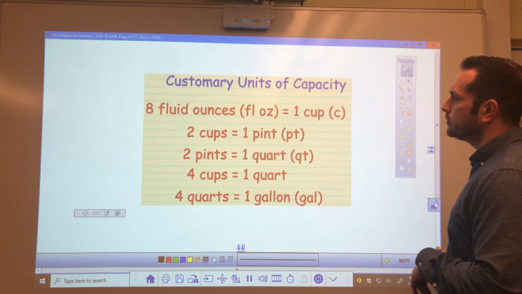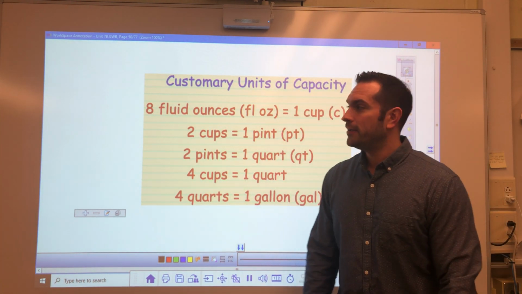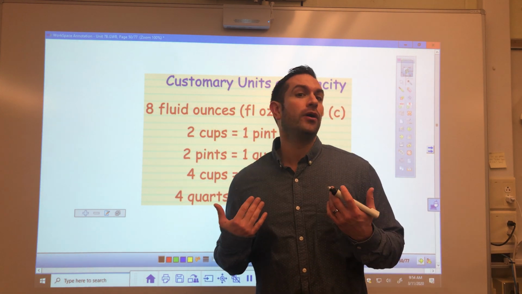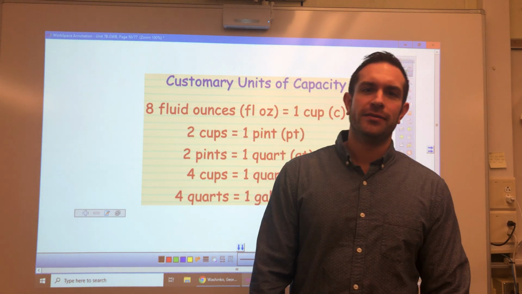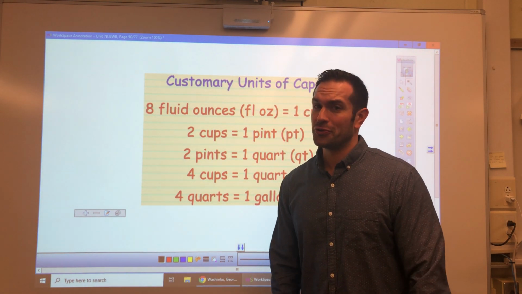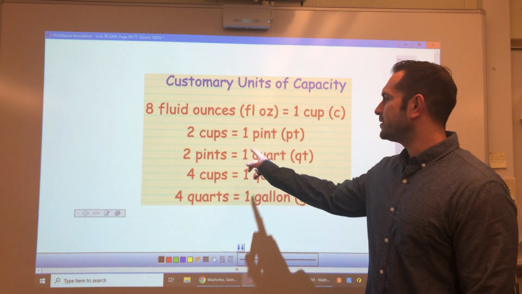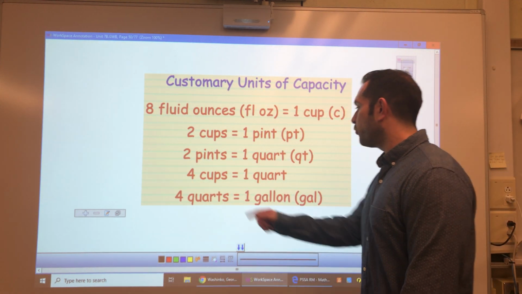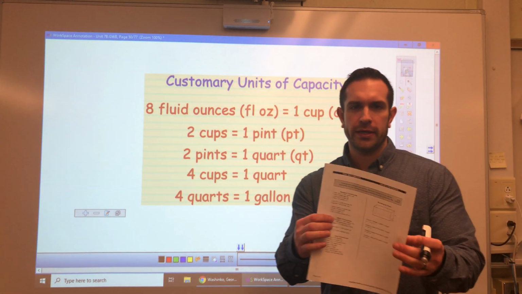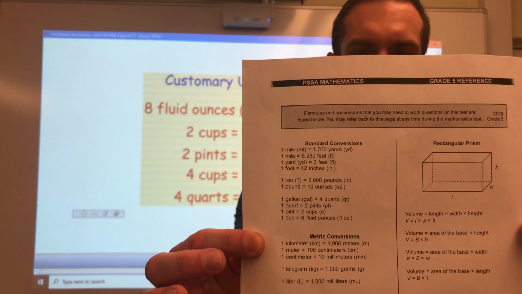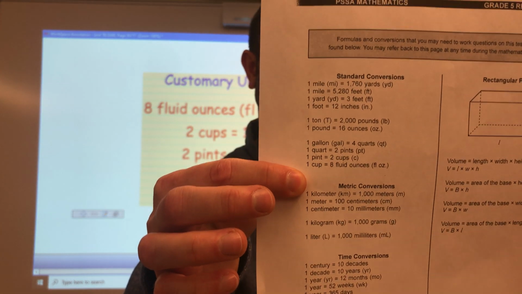So basically, 8 fluid ounces is actually 1 cup. I tell students all the time, maybe I drink like 24 ounces of coffee a day sometimes, and that's actually not a cup, that's more than 1 cup. We'll talk about that in a little bit. 2 cups is 1 pint, 2 pints is 1 quart, 4 cups is 1 quart, and 4 quarts is 1 gallon. And again, it's also on that PSSA paper that is uploaded on Google Classroom. You'll notice it is there for standard conversions, and that one only has 4, okay?